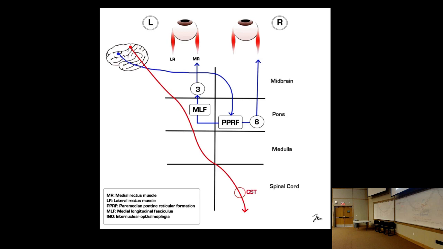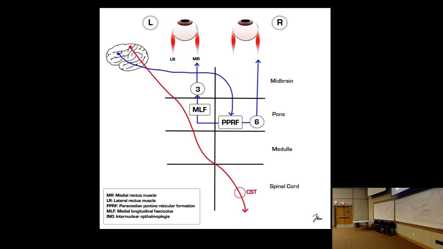It has to travel all the way down to the pons to an important nucleus here called the PPRF, which stands for the paramedian pontine reticular formation. And think of the PPRF as the area in the pons that coordinates horizontal eye movements, looking from side to side. The PPRF is intimately part of the sixth nerve, the abducens nucleus. It's sometimes called the PPRF sixth nerve complex because they're all kind of tied together there in the pons, which makes sense because the sixth nerve talks to the lateral rectus muscle.